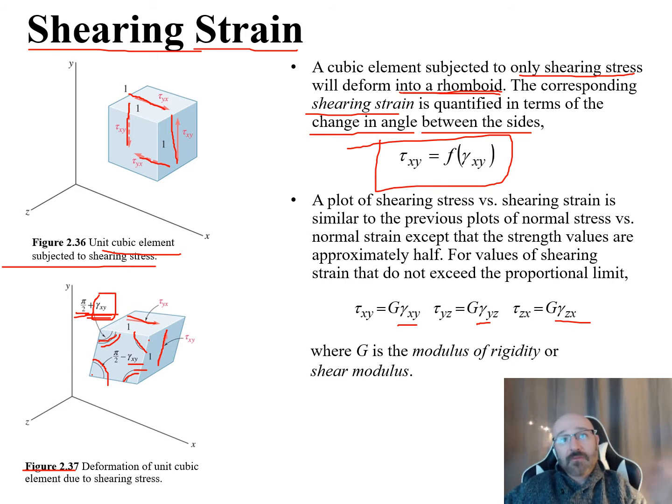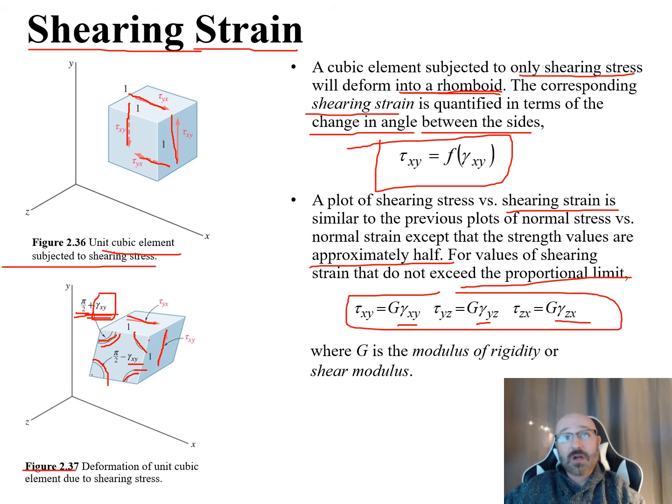A plot of the shearing stress versus the shearing strain is similar to the previous plots of normal stress versus normal strain, except that the strength values are approximately half of that. For values of shearing strain that do not exceed the proportional limit, we now have this relationship down here. This is how we relate them, where G is the modulus of rigidity, or the shear modulus, as another way of calling it.